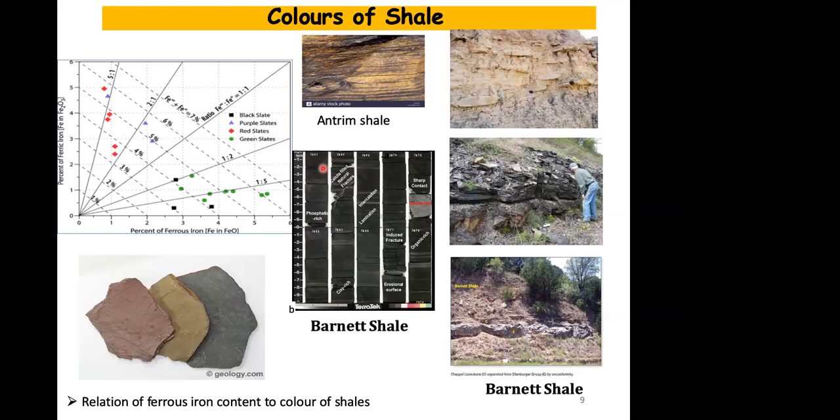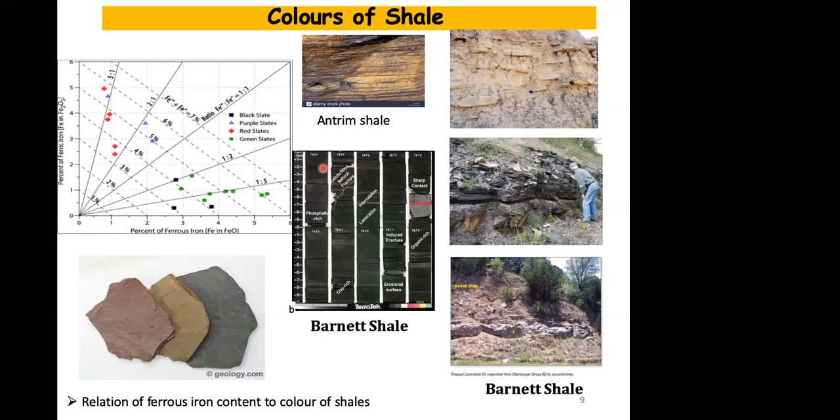A minor amount of organic matter and iron can significantly alter the color of the shale. Black color shale always indicates the presence of organic matter. It indicates an oxygen-deficient environment of shale deposition. Comparatively, gray shales contain a small amount of organic matter.